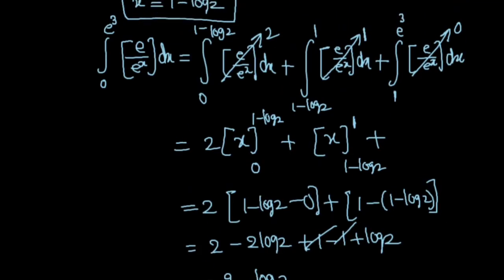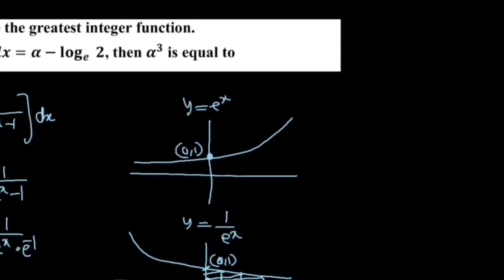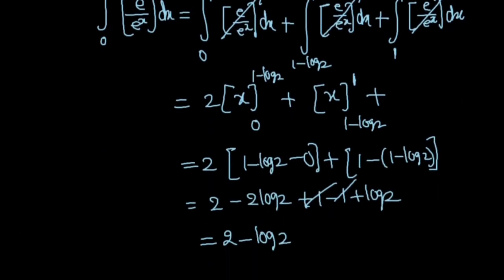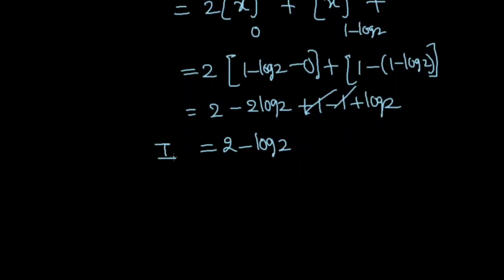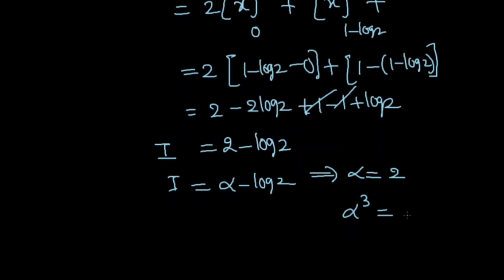So what is actually given in the question? Your question is given as alpha minus log 2. Here the result is given as alpha minus log 2. Okay, from comparison we can say alpha is equal to 2. It is asking alpha cube. Alpha cube is 2 cube, which is 8. Therefore 8 is the right answer.